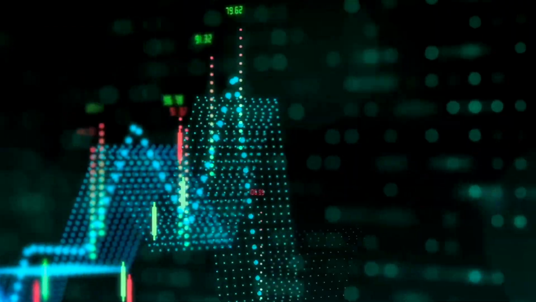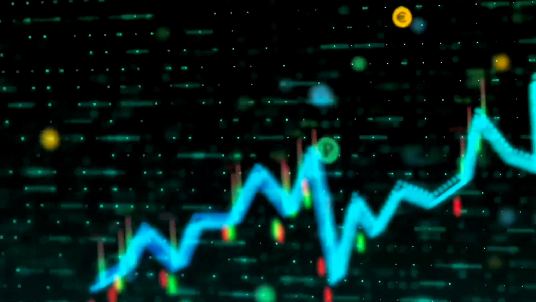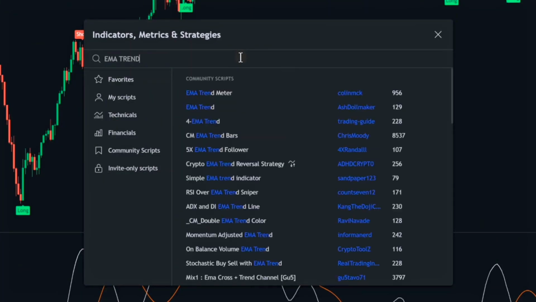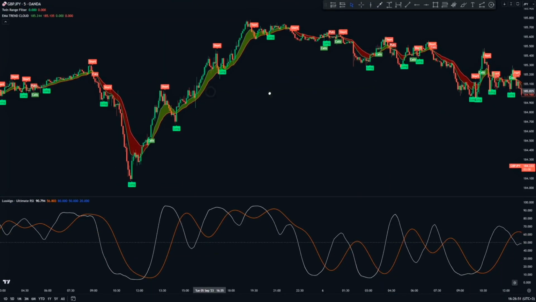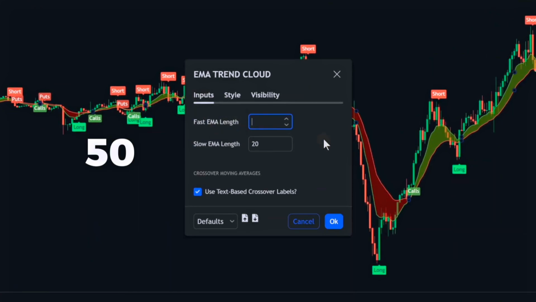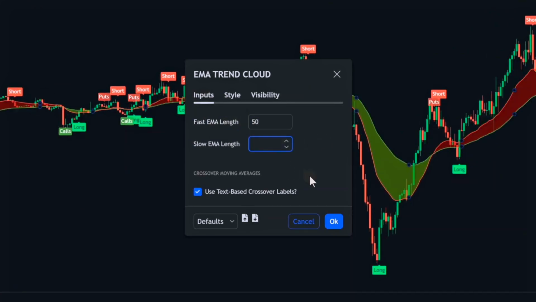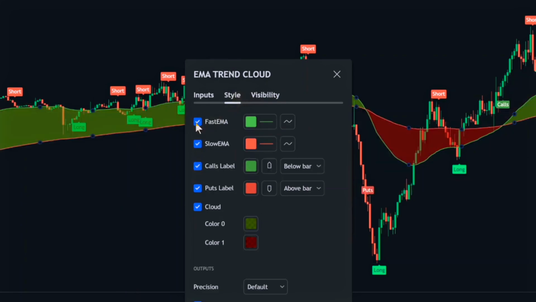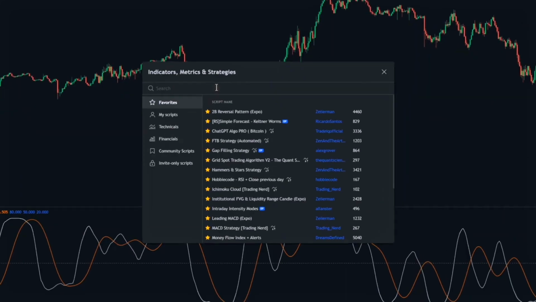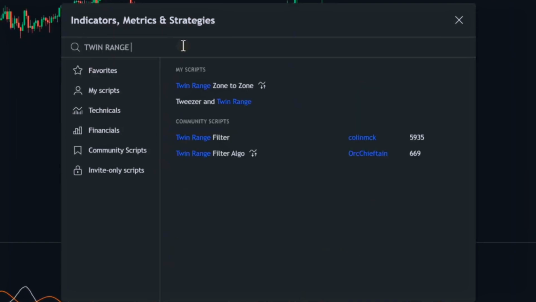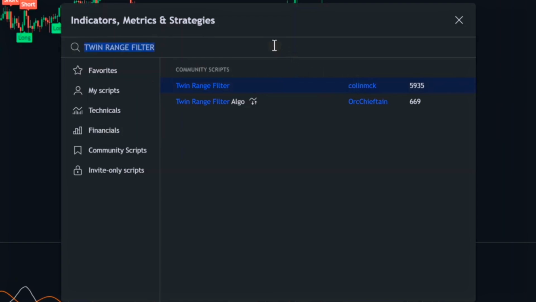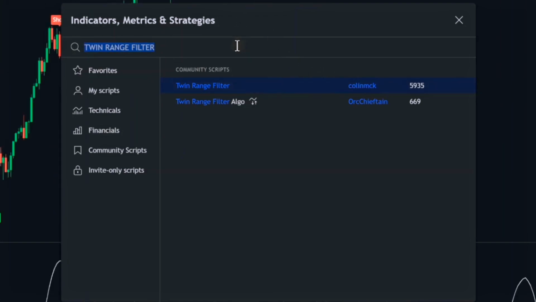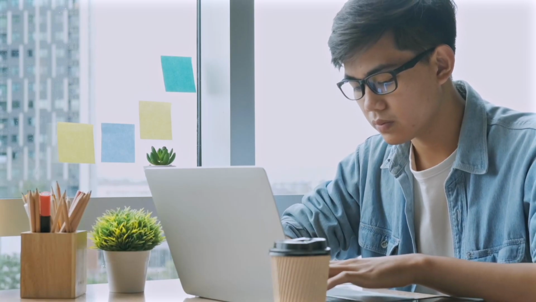For the long-term trend filter, we'll use an indicator called EMA Trend Cloud by this amazing author. Once added, the fast EMA length should be set to 50 and the slow EMA length to 200. In the Style tab, unnecessary visual elements can be disabled for clarity. For entry confirmation, we'll use an indicator called a Trend Range Filter by this amazing author. This will help pinpoint precise buy and sell signals.